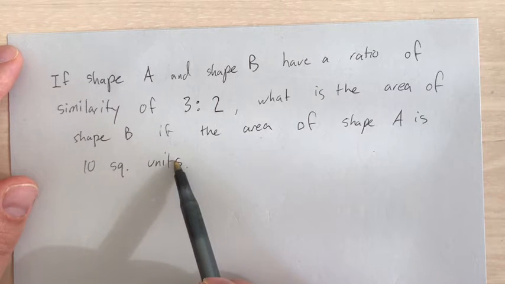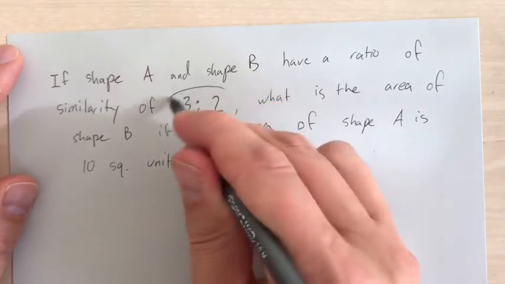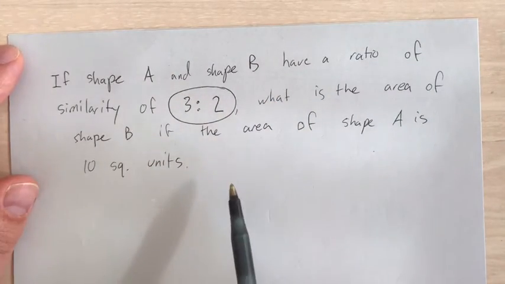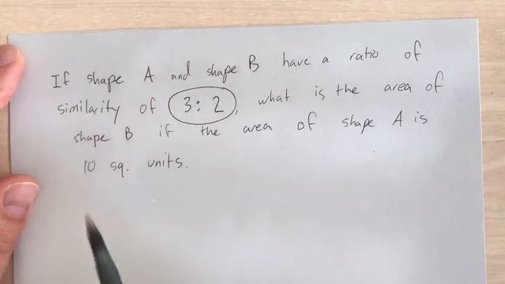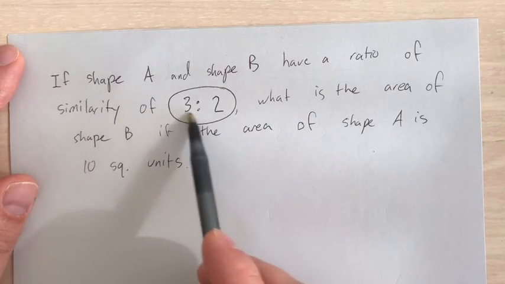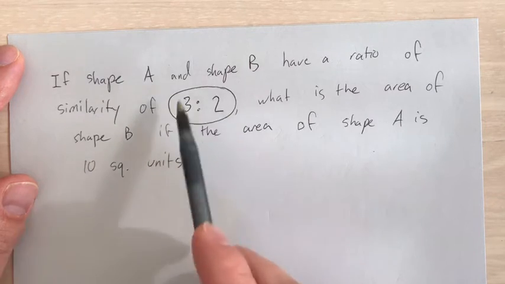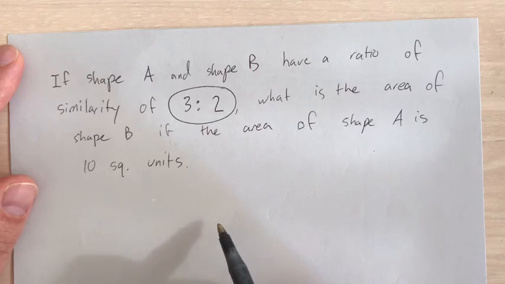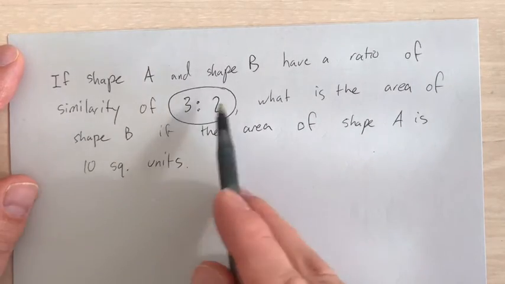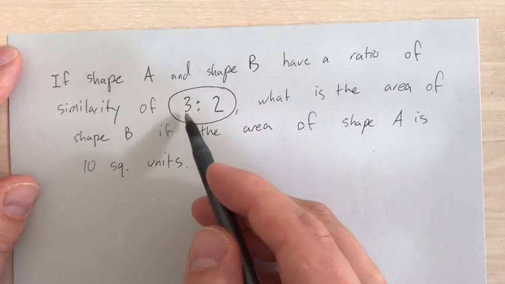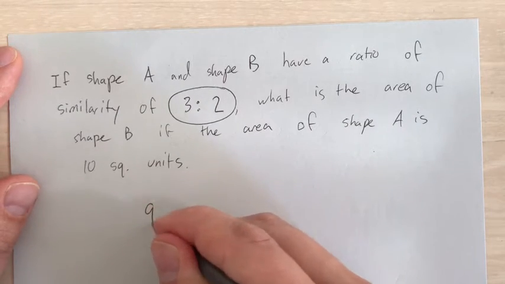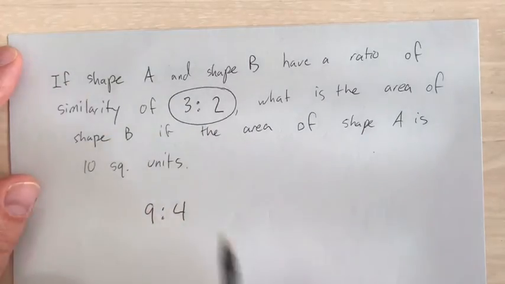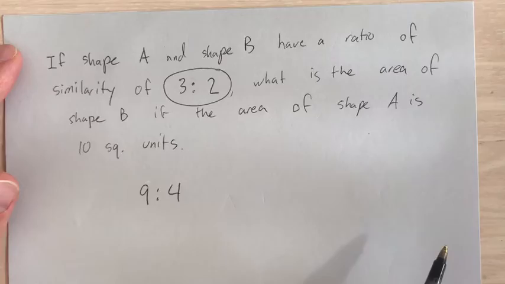So the first thing I would recommend you do is take the ratio of similarity and take a look at what they want us to do. They want us to convert this into areas, right? So this would just be the length. If I were to do lengths, I would use this ratio. But because I'm dealing with areas down here, I'm going to convert this to the area ratio, okay? Which would be squaring each of those numbers. So squaring 3 would be 9. Squaring 2 would be 4. This would be the area ratio for this original ratio.